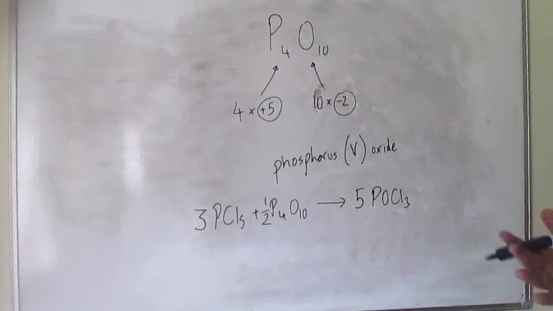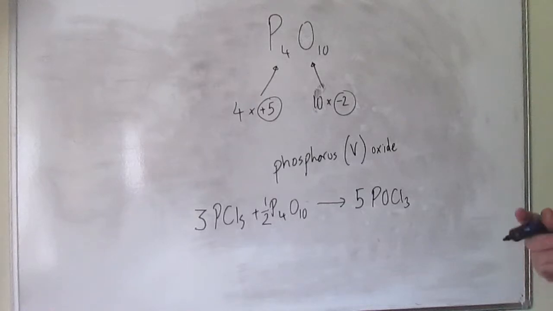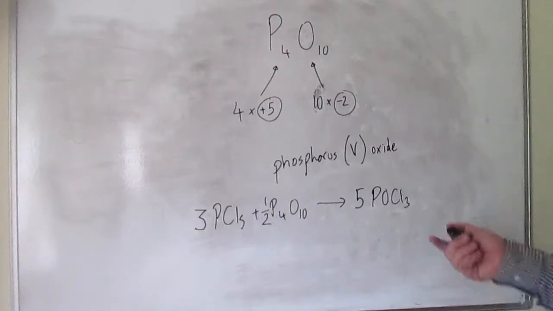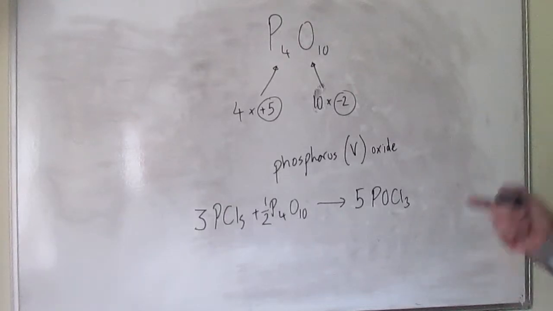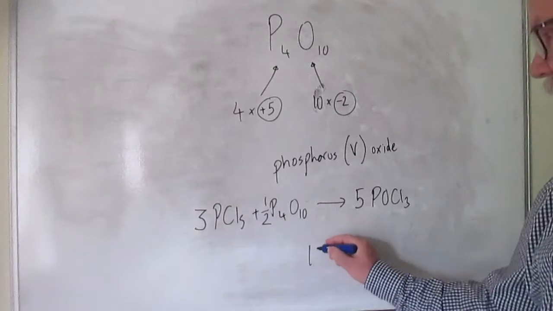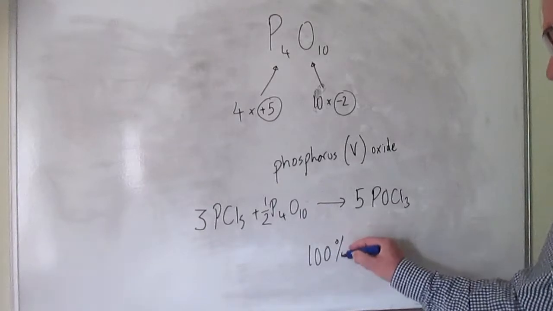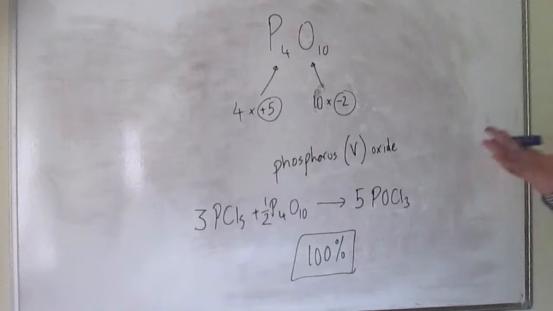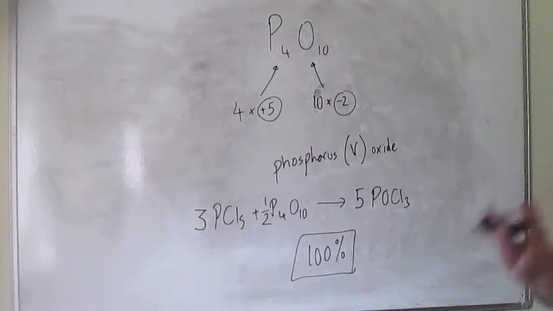Part C just asks us what's the atom economy of this reaction. And that's very simple in this case, because remember, atom economy is equal to the Mr of the desired product divided by the sum of the Mr of all of the products times 100. Well, there is only one product, so the sum of all the products is just itself, and therefore the atom economy is 100%. You don't need to get your calculator out for that one. If there's only one product, the atom economy is 100%.